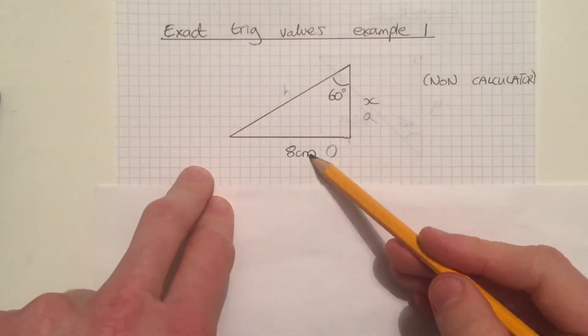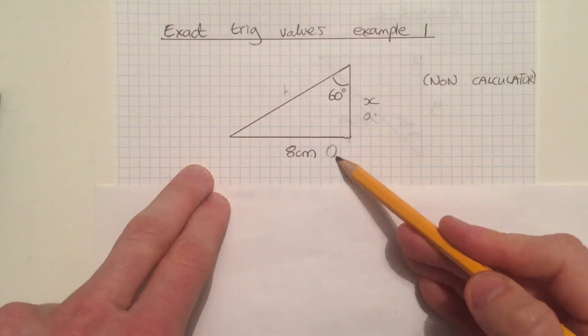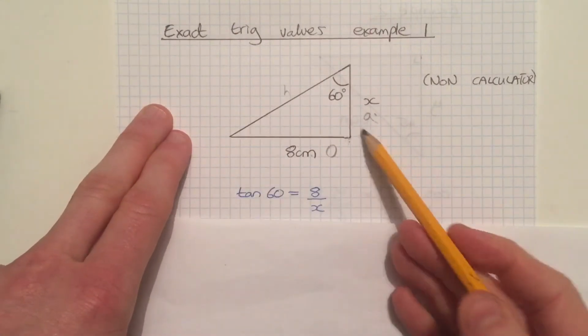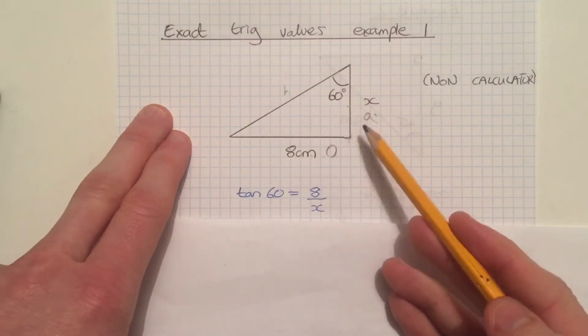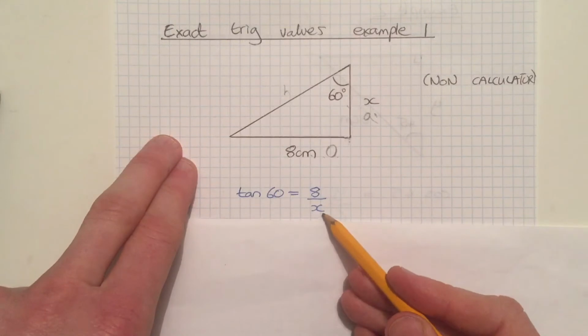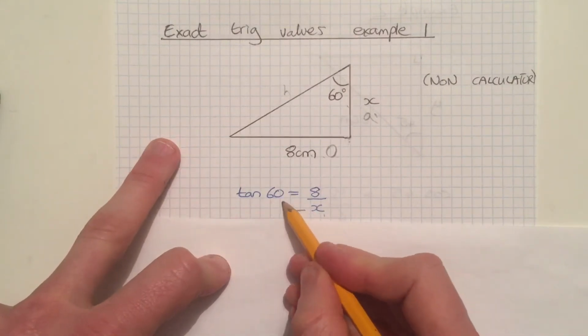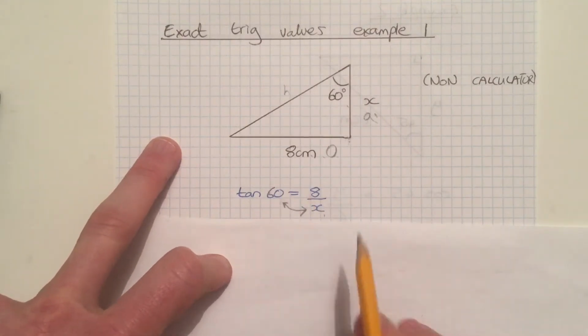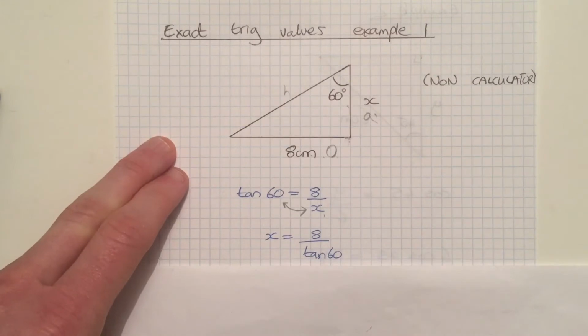So I know the opposite, I want the adjacent, so O and A, I'm thinking about tan. So tan of 60 equals the opposite divided by the adjacent. I'm going to rearrange this to make x the subject, so I'm going to times both sides by x, and while I'm at it I'm also going to divide both sides by tan 60. So swapping those around basically to give this.